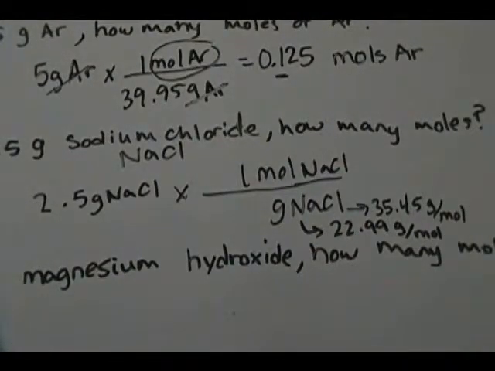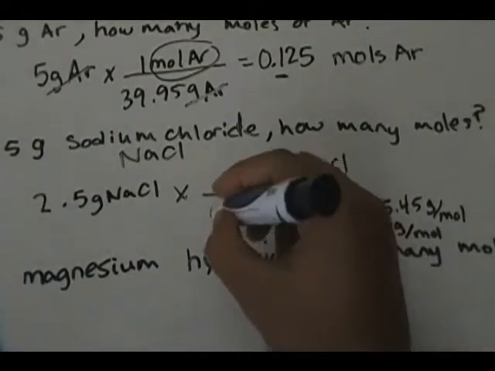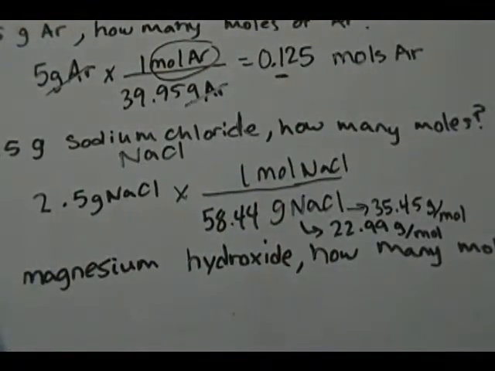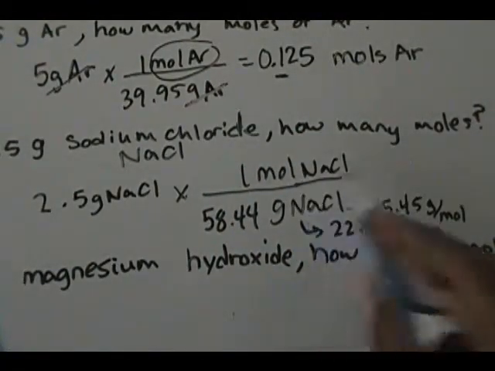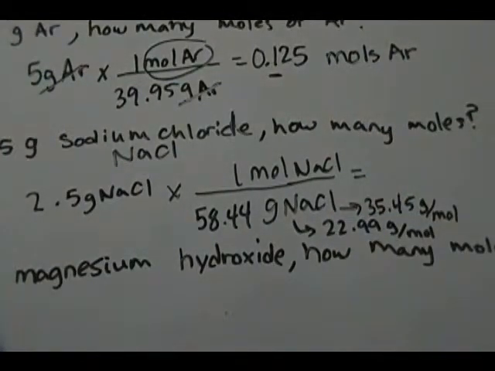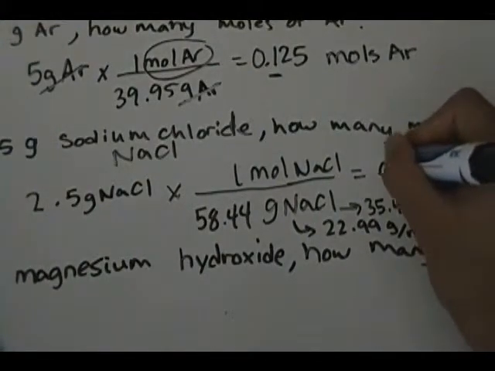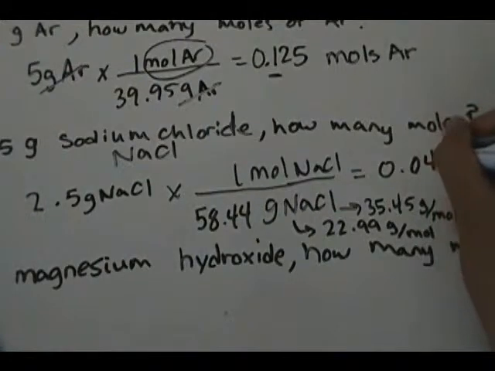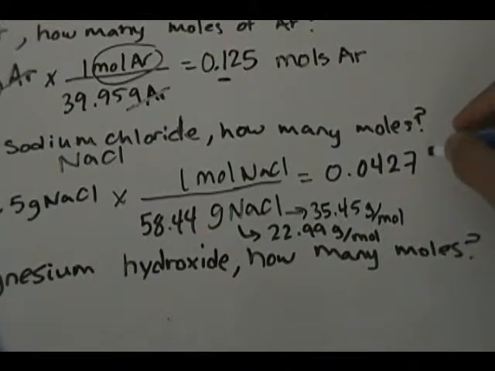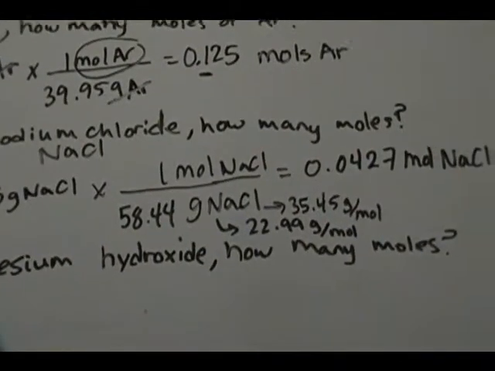So let me do this quick addition. 22.99 plus 35.45 is 58.44 grams per mole. That's the molar mass of sodium chloride. And now we do our calculation. 2.5 divided by 58.44 is equal to 0.0427, okay, 0.0427 moles of sodium chloride, NaCl.